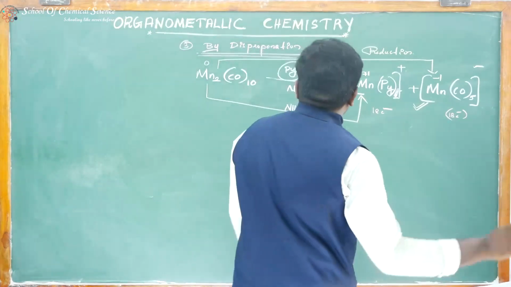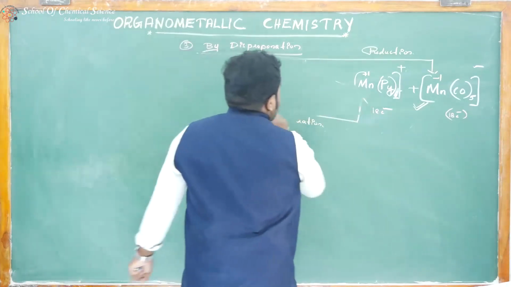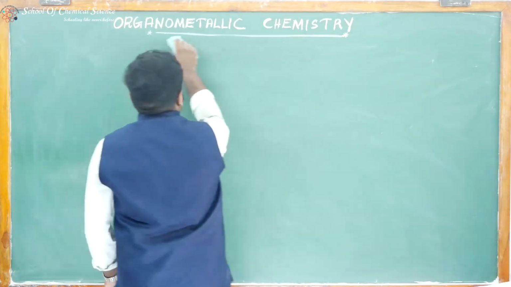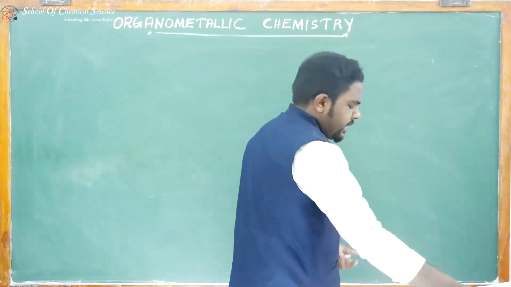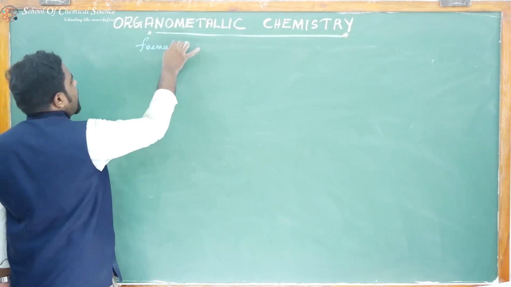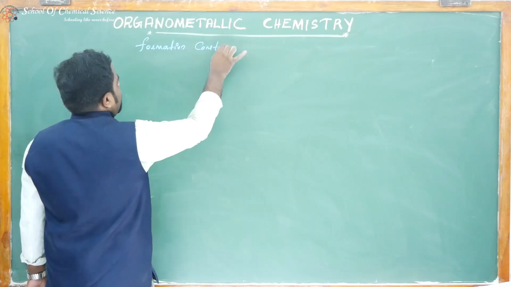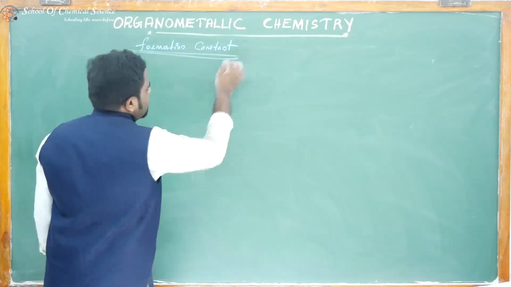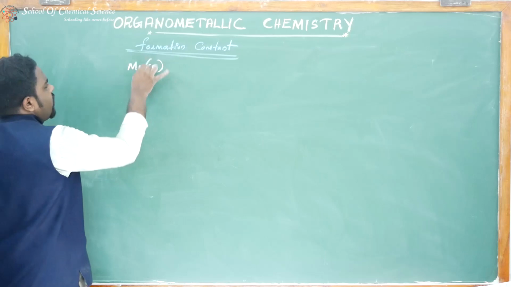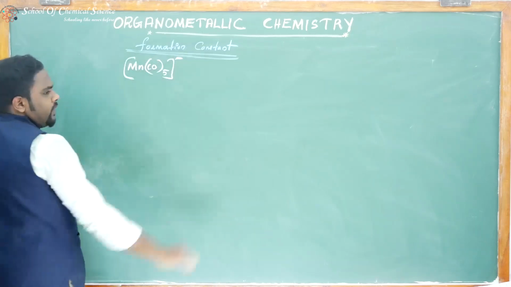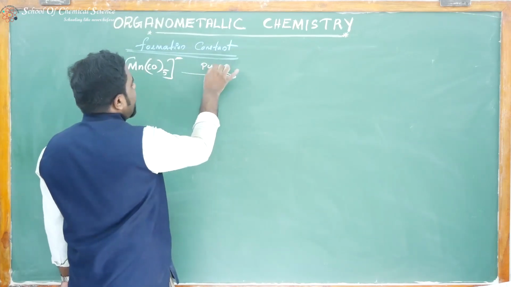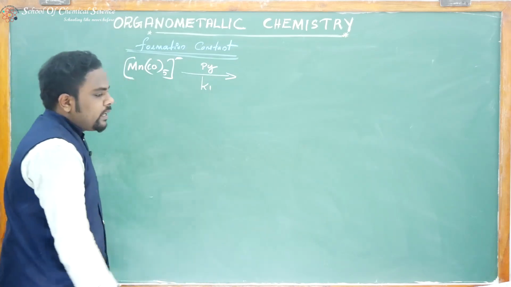Here is a related question which was asked in the TIFR exam. Please listen. One of the related questions asked in the TIFR exam is based on formation constant. So you have to answer this. You know the concept of formation constant. Here MnCO5 negative. In the first step with pyridine, the rate constant is K1.